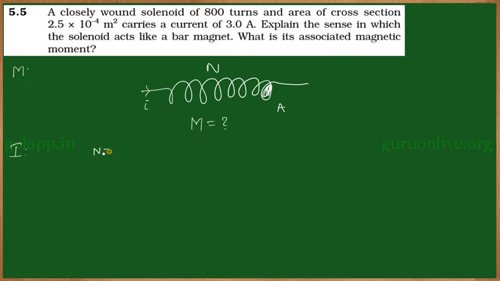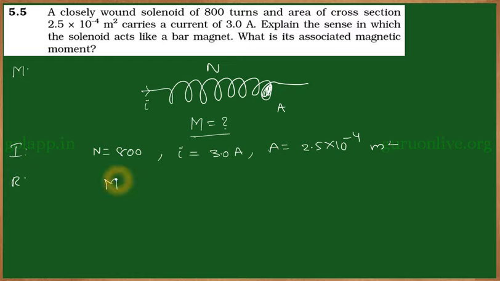The number of turns N is equal to 800 turns and the current I flowing through this solenoid is 3 amperes, and the area of cross section of this solenoid A is equal to 2.5 × 10^-4 m². We need to find out the magnetic moment. Now come to the resolving part.